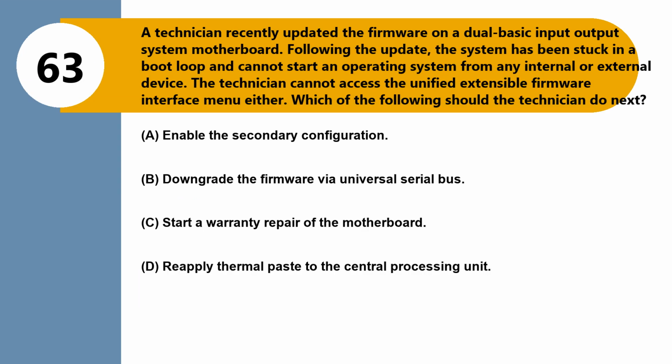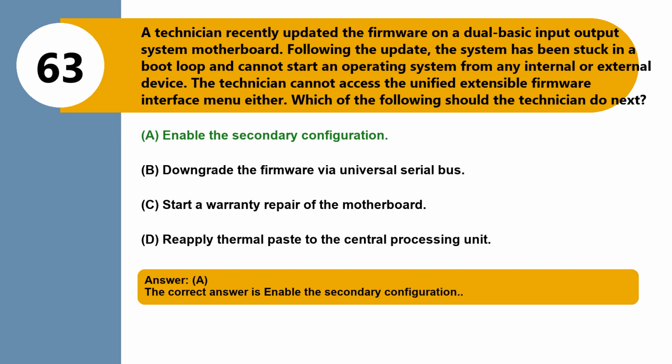Question 63. A technician recently updated the firmware on a dual basic input-output system motherboard. Following the update, the system has been stuck in a boot loop and cannot start an operating system from any internal or external device. The technician cannot access the unified extensible firmware interface menu either. Which of the following should the technician do next? Option A, enable the secondary configuration. Option B, downgrade the firmware via universal serial bus. Option C, start a warranty repair of the motherboard. Option D, reapply thermal paste to the central processing unit. The correct answer is option A, enable the secondary configuration.